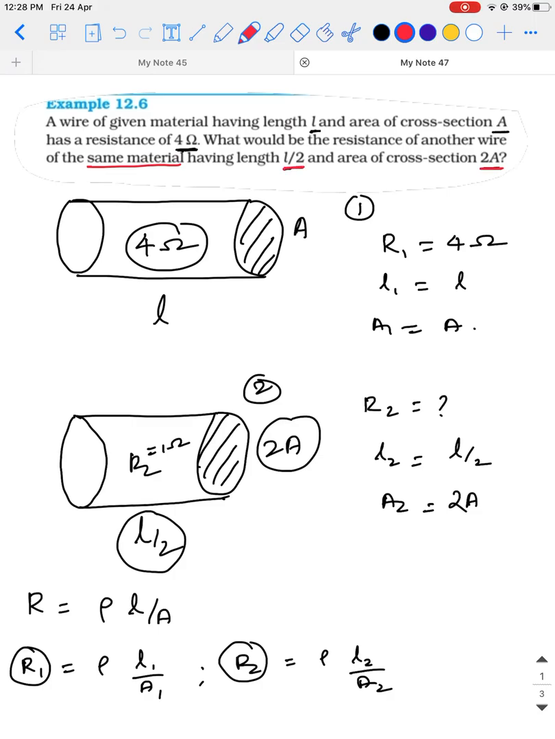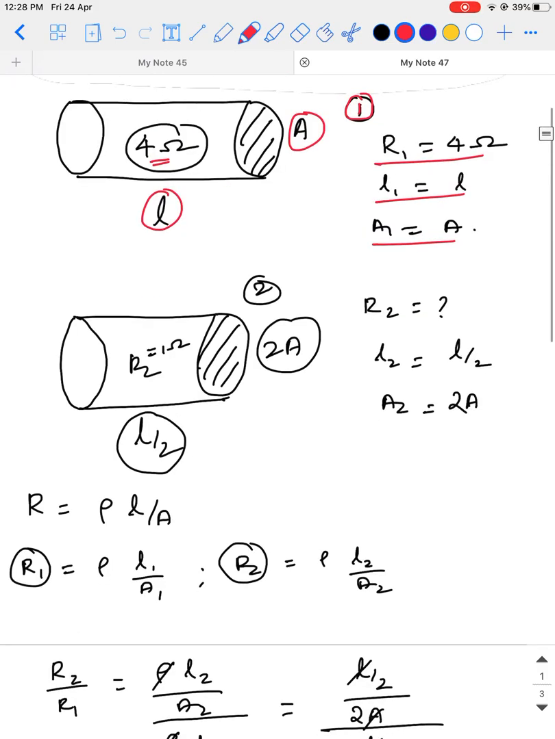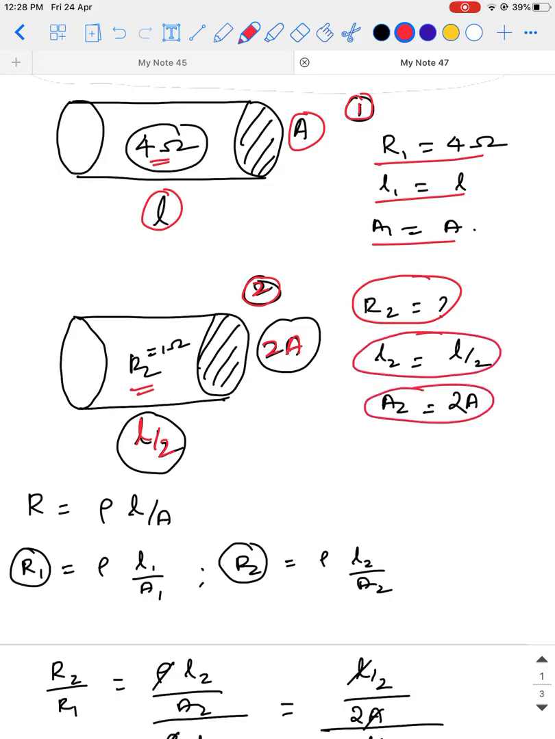Now observe. Let's say, according to the given data, the first conductor is having a resistance of 4 ohm, the length is L and the area of cross section is A. So R1 is 4 ohm, L1 is L and area of cross section is A. Now, according to the second condition, the length of the wire has got decreased by 2 and the area has got increased by a factor of 2. Now we need to find what is the resistance of this material. So resistance is to be found. Now the length is L by 2 and the area of cross section is 2A.